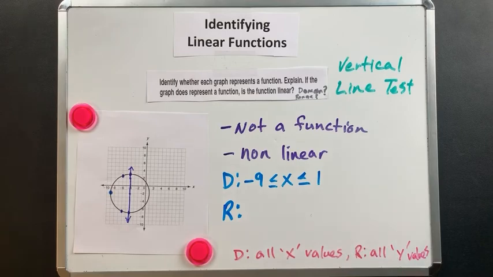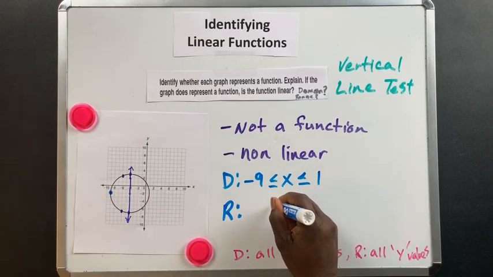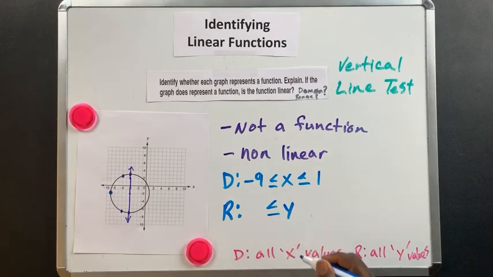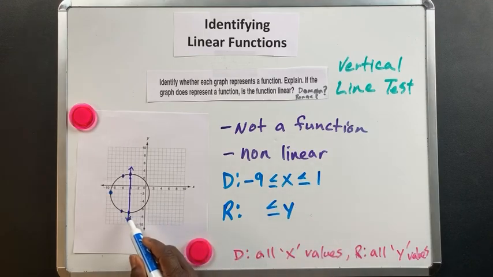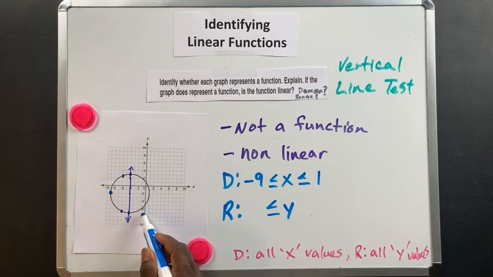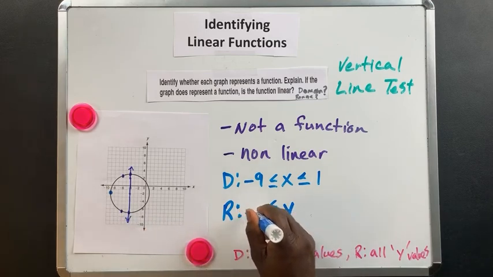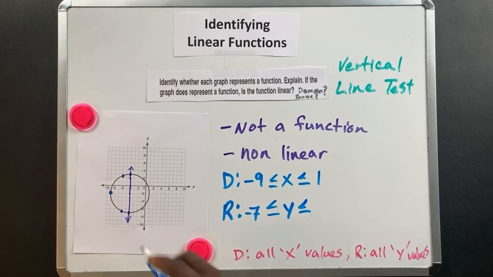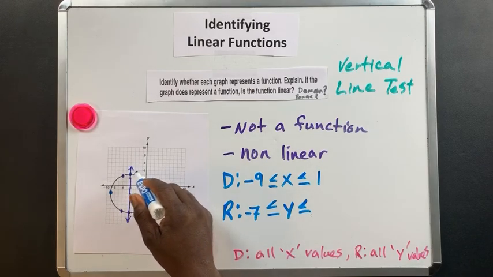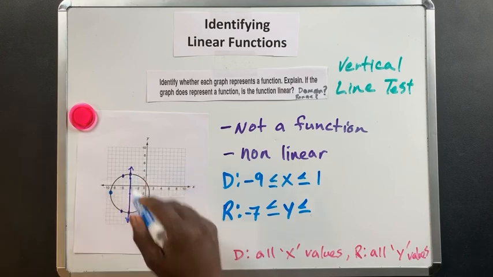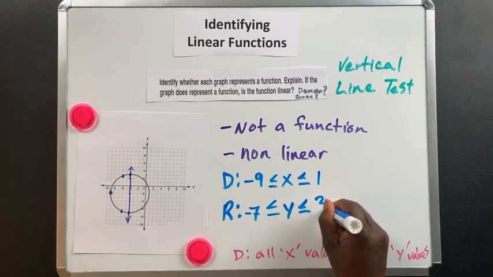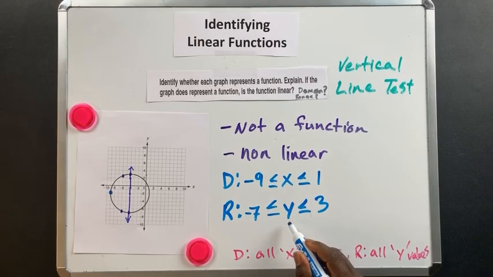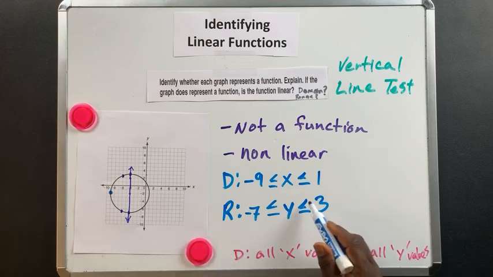All right, we're dealing with all y values. So let's put our y first, greater than or equal to. All y values that are greater than or equal to what's the lowest y value. If this is -6, that's -8, then that has to be -7. So all y values greater than or equal to -7, right? And all y values less than or equal to what's the highest y value on the graph. Looks like if that's 2 and 4, that's 3. So we'll say +3. So the range is all y values greater than or equal to -7, but less than or equal to +3.